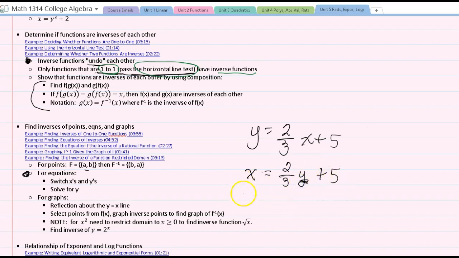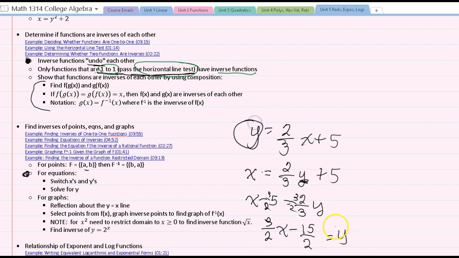So I'm going to subtract 5, so I'm going to have x minus 5 is equal to 2/3 y. Then I'm going to multiply by 3/2 to both sides. 3/2 x, and then I'm going to multiply 3/2 times my 5, so I'm going to get -15/2 is equal to y. So if this is my function, then this is my inverse function. So now you see why we reviewed how to solve for the letter y.